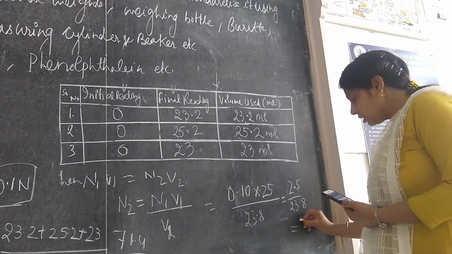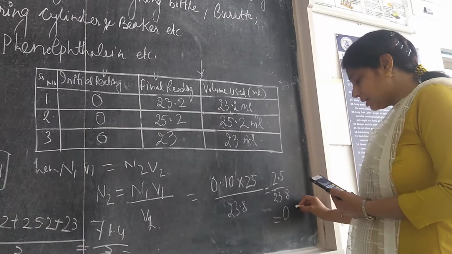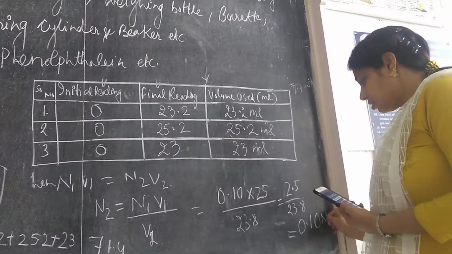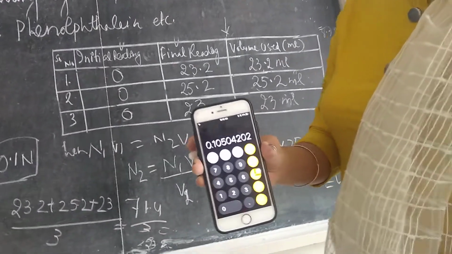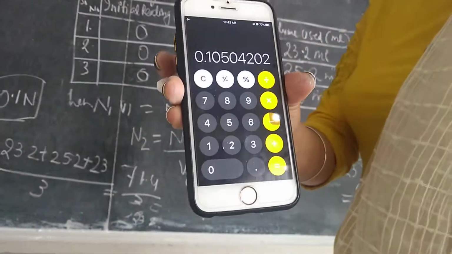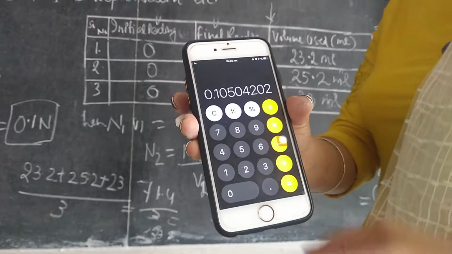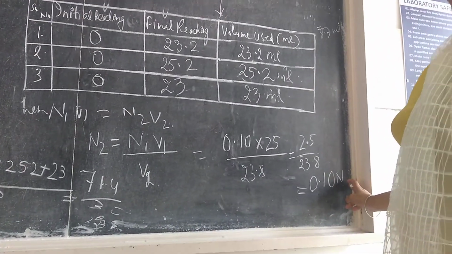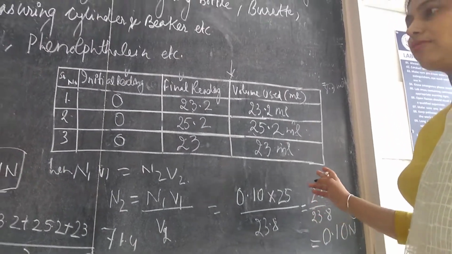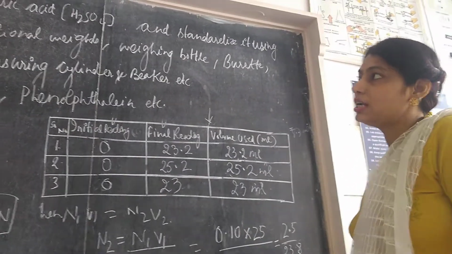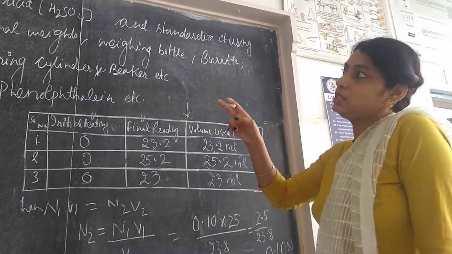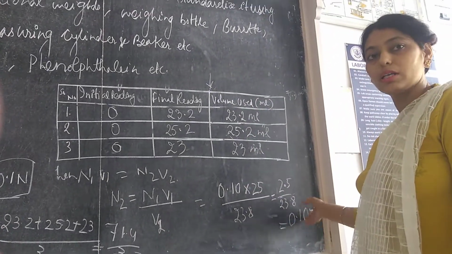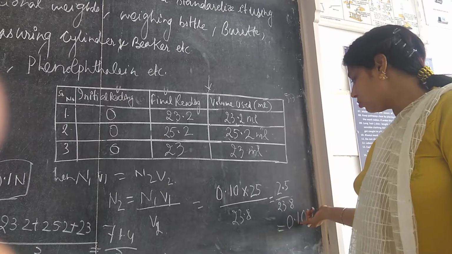And see, our normality is 0.10. See, the normality of the prepared sulfuric acid is exact, that is 0.10 normal. So in the result you have to quote that the normality of the prepared sulfuric acid in the lab is noted to be, or is reported to be, 0.1 normal.